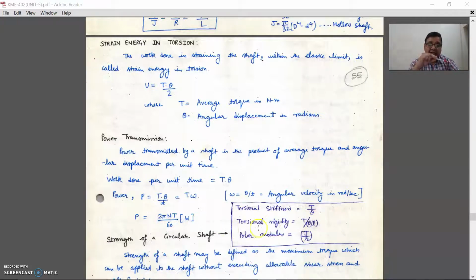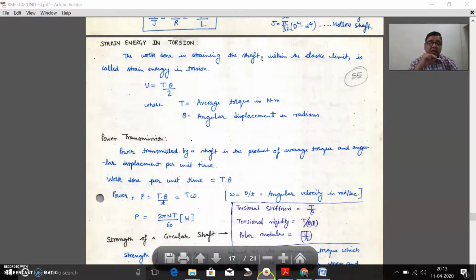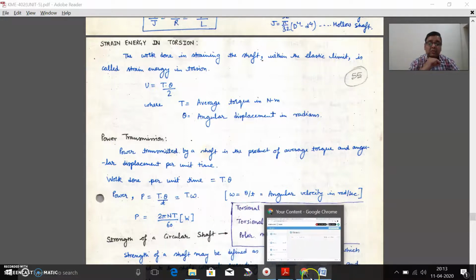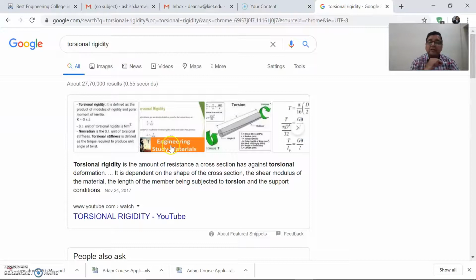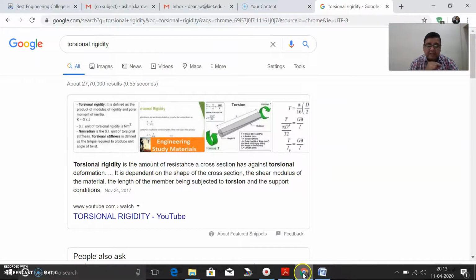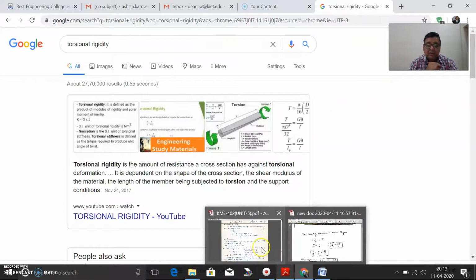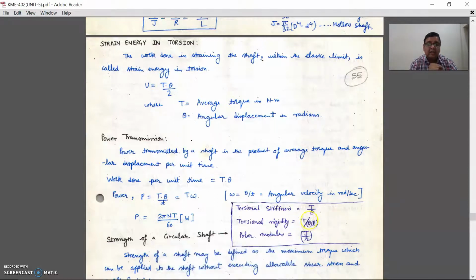Whereas the second is torsional rigidity, and torsional rigidity is, I googled it, the amount of resistance a cross section has against torsional deformation. I'll again repeat the line. Torsional rigidity is the amount of resistance a cross section has against torsional deformation. In this case, we can do this calculation by T divided by theta by L.